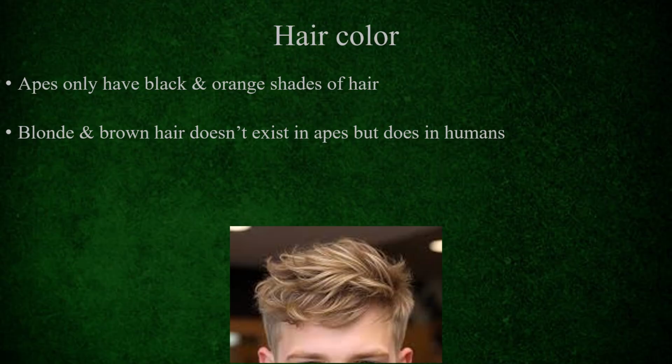Now, when it comes to hair color, apes only have black and orange shades of hair. Blonde and brown, at least brown that's not fairly dark or only light because of long-term sun exposure, doesn't really exist in apes, but it does in humans. Actually, humans have a fairly wide range of hair colors and shades, unlike apes. And you think this may be a minor detail, but if you think about it, in humans, red hair is a variation of blonde hair color genes, but apes already have orange colored hair, but no blonde hair genes.